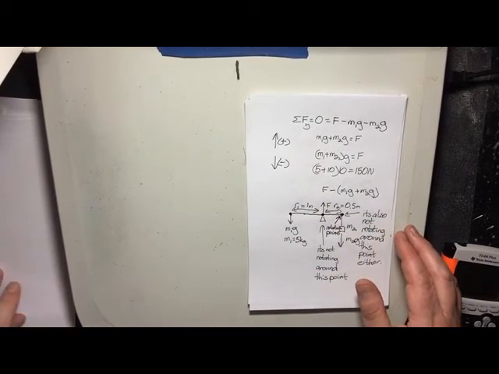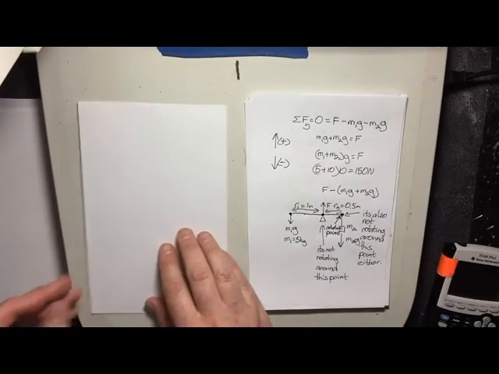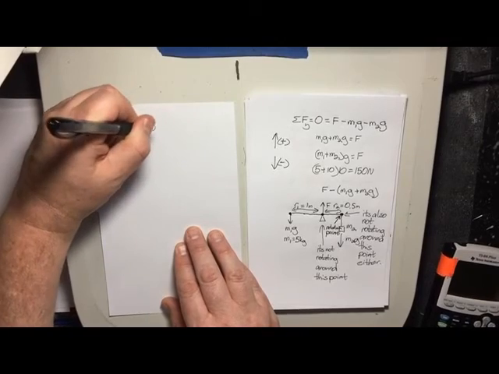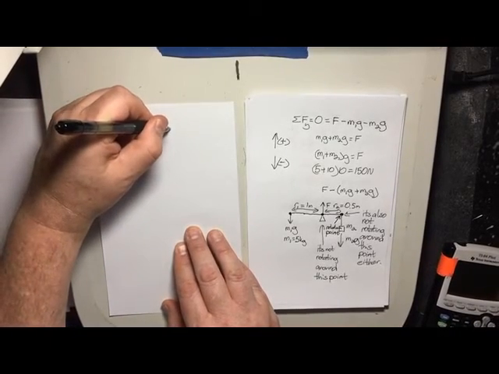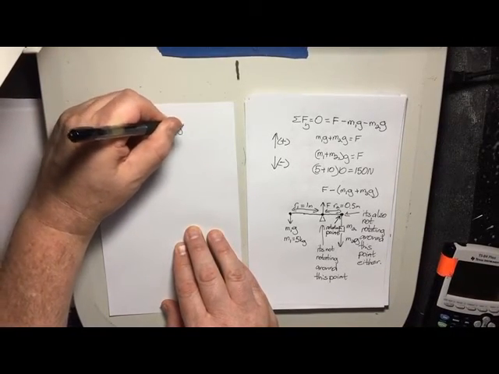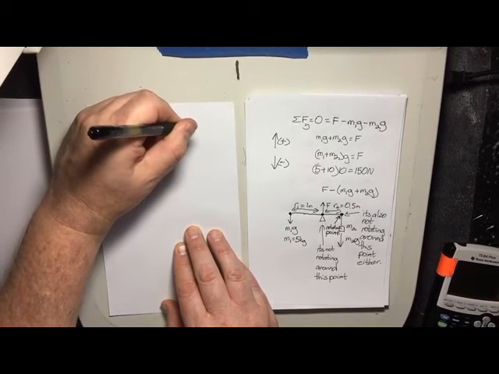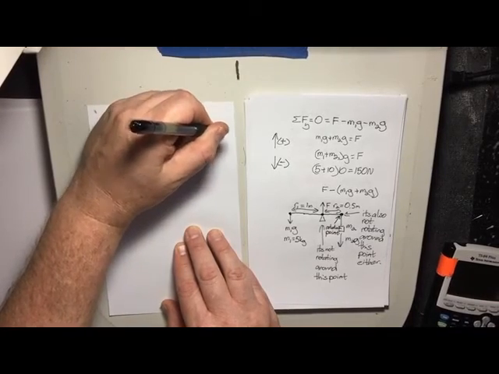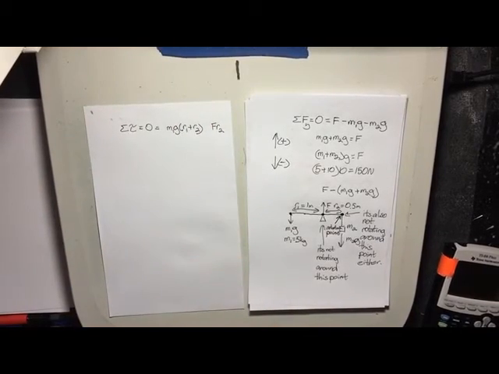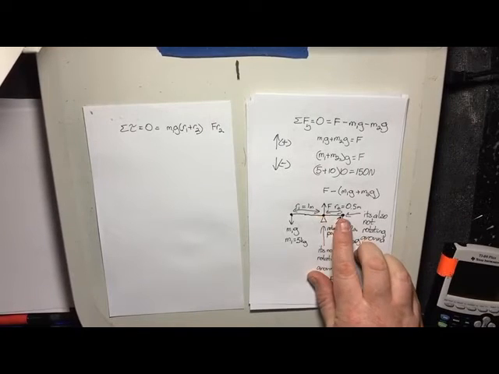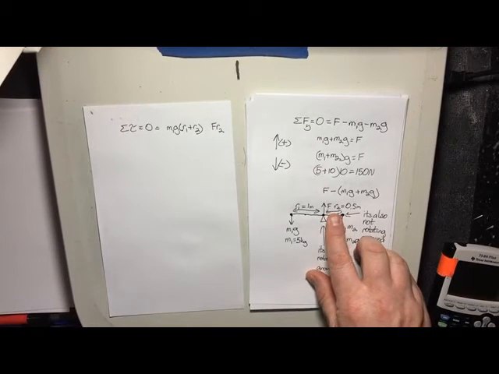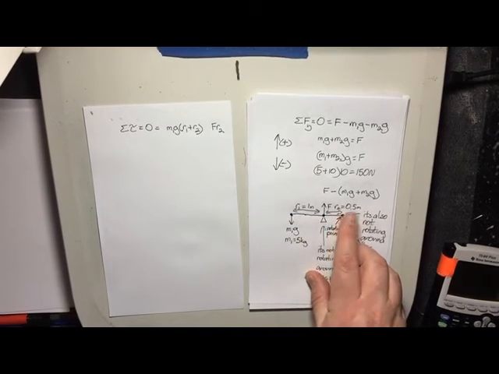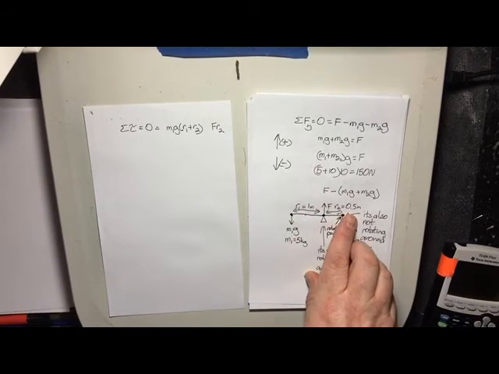I know that it's not rotating around that point, which means I know that the sum of the torques around that point is equal to 0, which is M1G(R1 plus R2) and F R2. The distance that force is away from this rotation point is R2. And the distance that this force is away from that point is R1 plus R2.